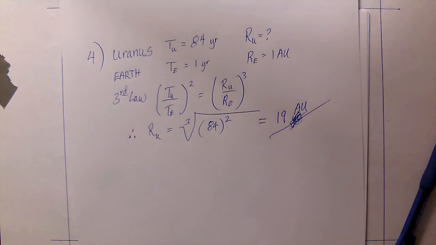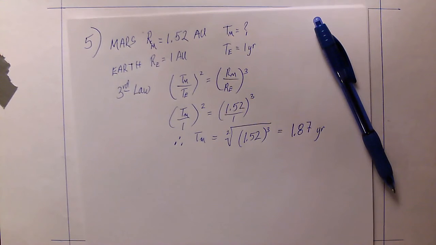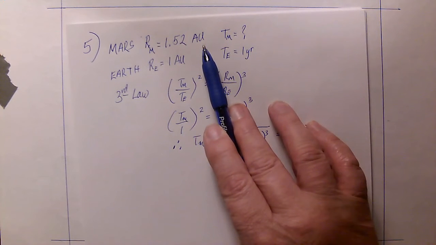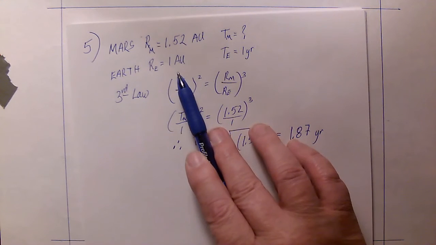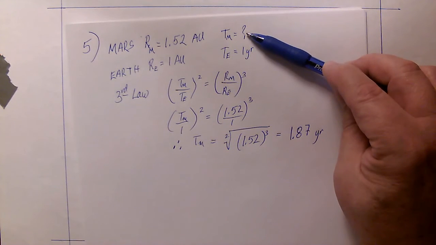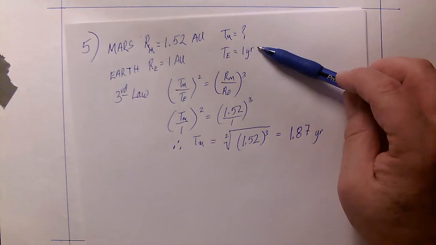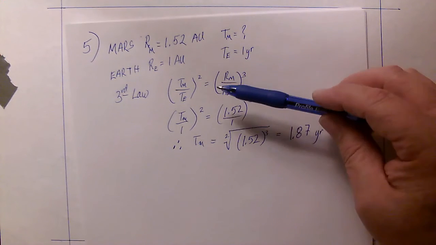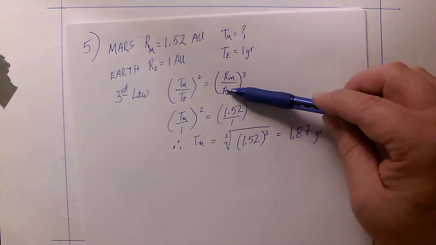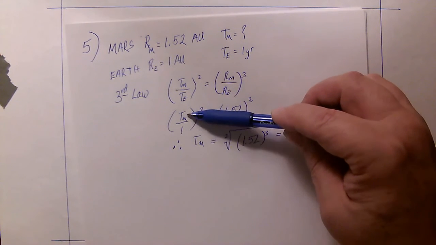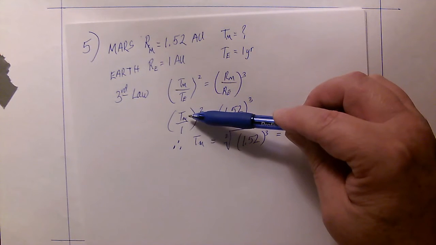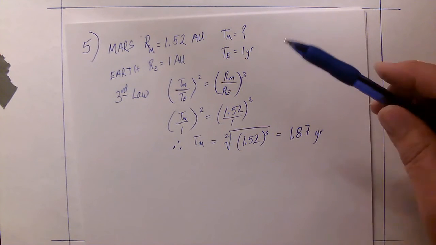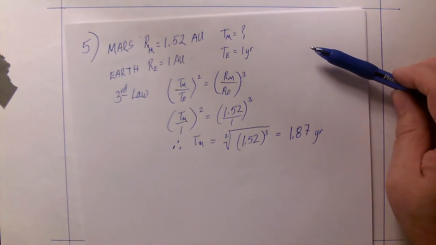Okay. On number 5, Mars is 1.5 AU from the Sun, and Earth is 1 AU. They want to know the period of Mars, and the period of the Earth is 1 year. So use your third law, putting the unknown in the numerator, and so that's 1 and that's 1. So the period is the square root of 1.5 cubed, and so I've got 1.87 years for this problem.